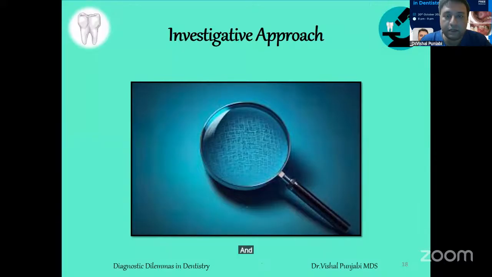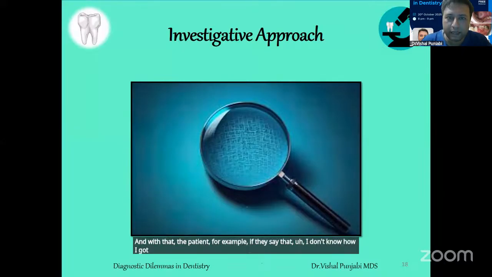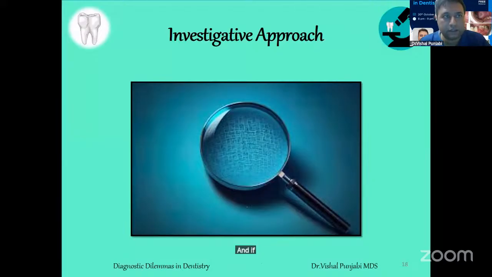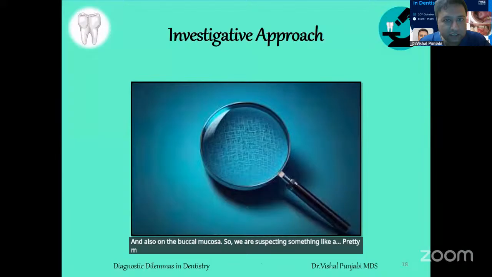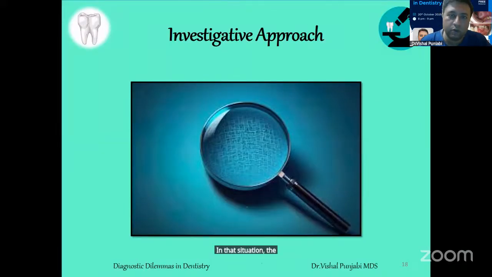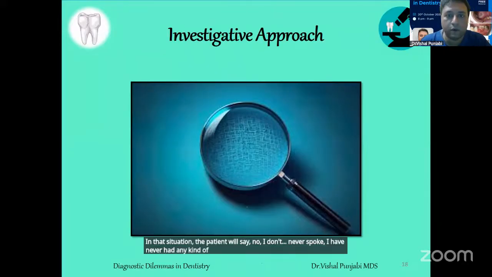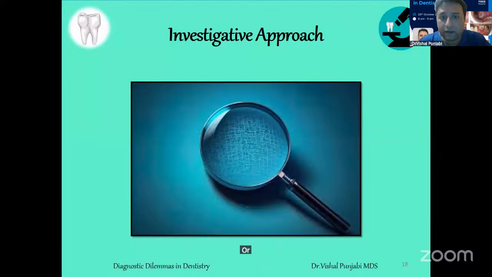And with that, the patient, for example, may say that they don't know how they got this white patch. If the patient has a white patch on the lateral border of the tongue and also on the buccal mucosa, we are suspecting something like a pre-malignant or potentially malignant disorder. In that situation, the patient will say, "No, I never smoked. I have never had any form of tobacco, or never even tried any e-cigarettes or anything like that. I don't even drink."